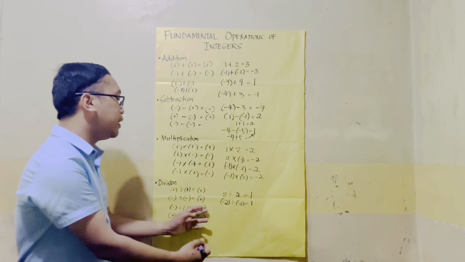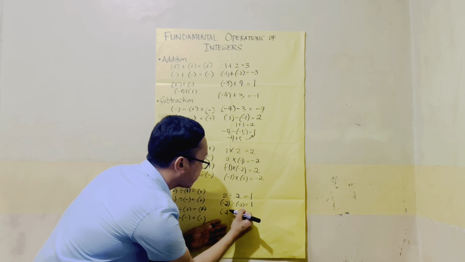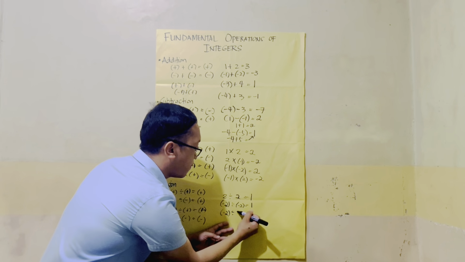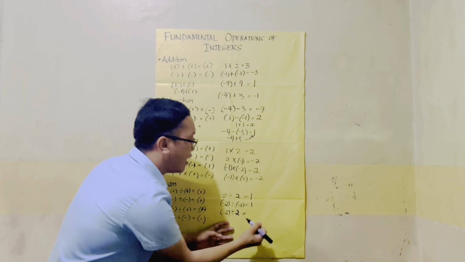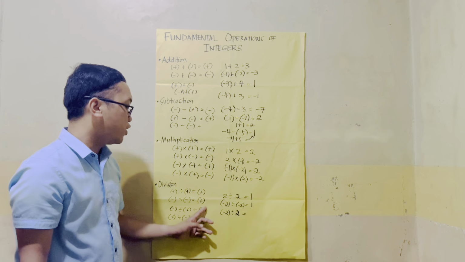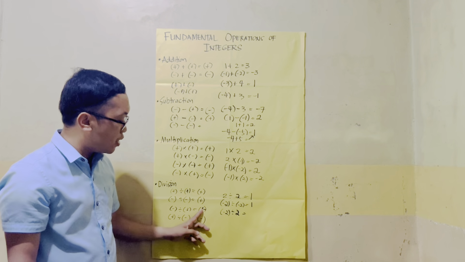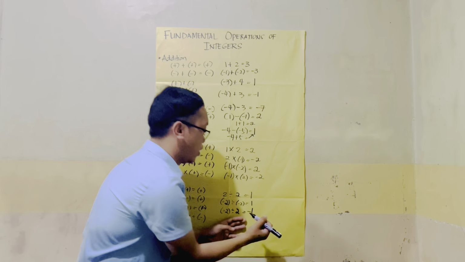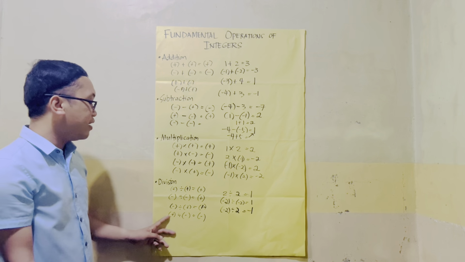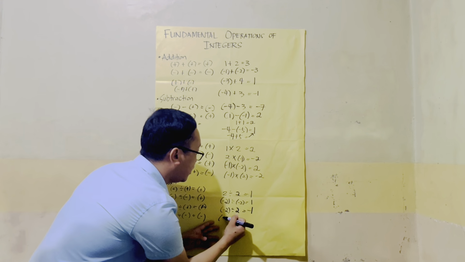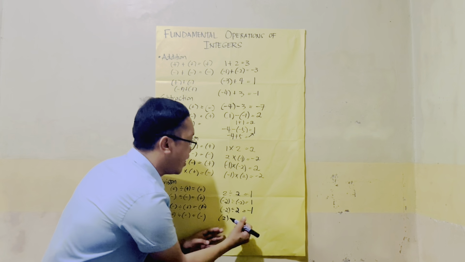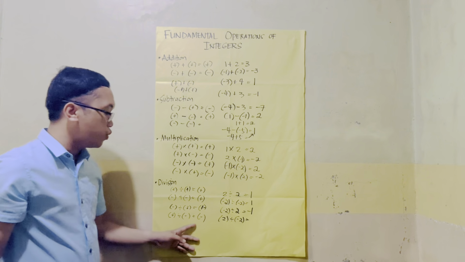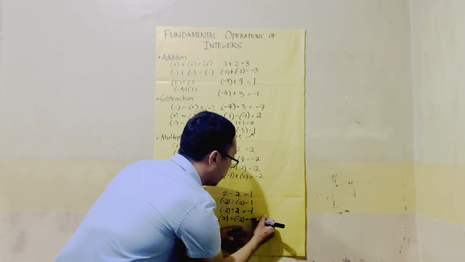On the third one, let's say negative 2 divided by positive 2. The answer is, as per the theory over here, it will yield a negative answer. And then on the fourth one, a positive number 2 divided by a negative number 2, it will yield as well a negative answer.